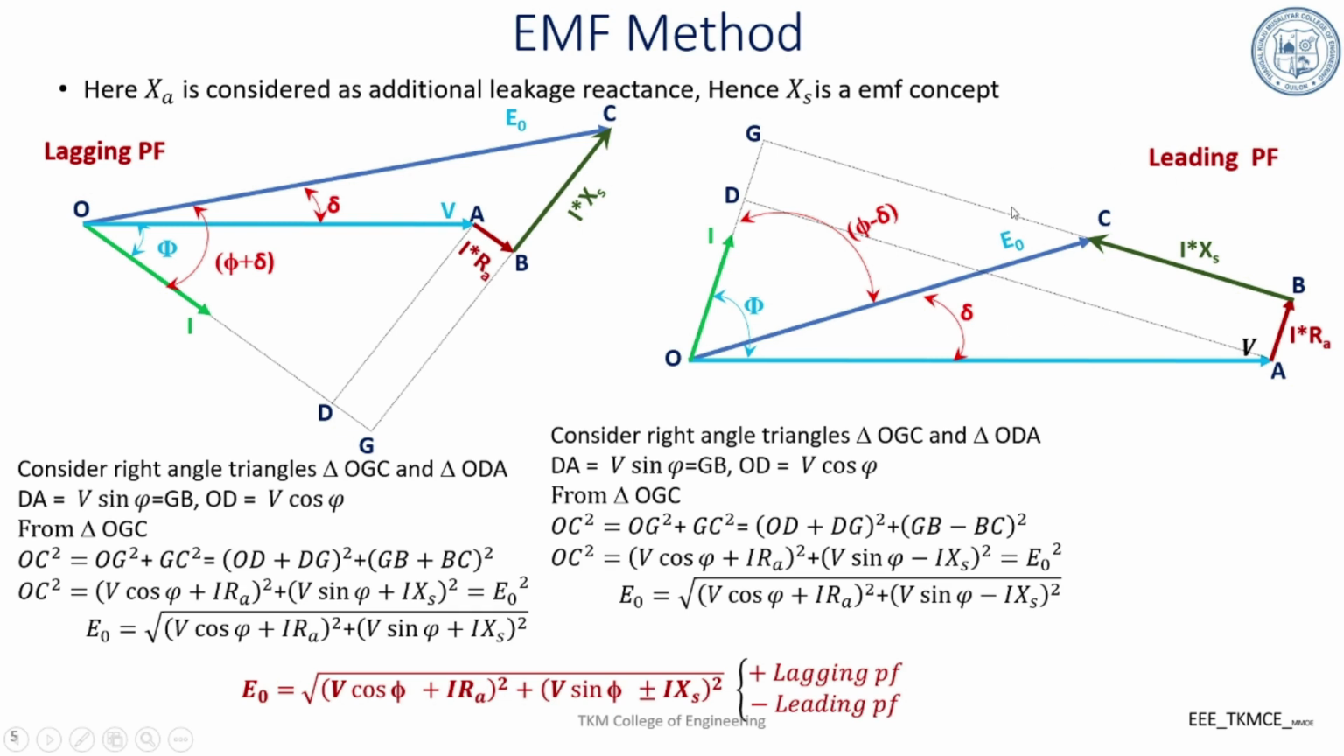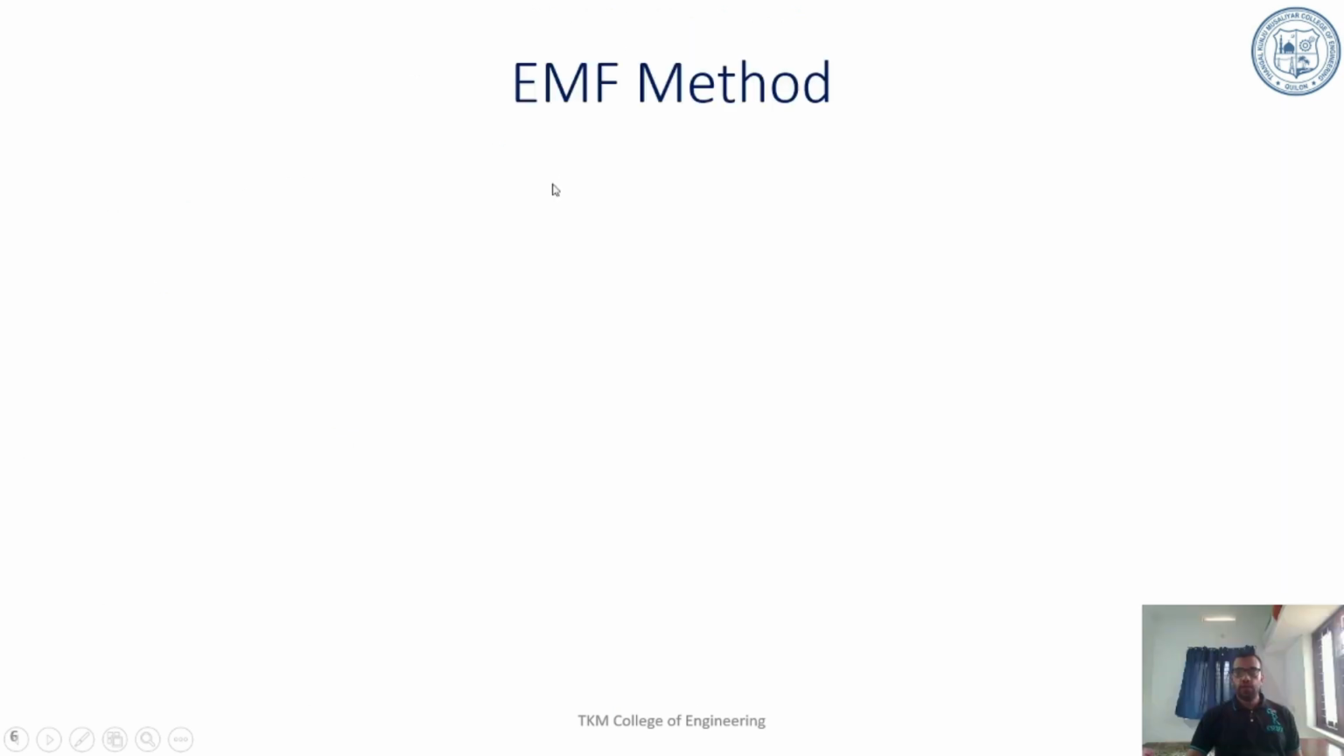Therefore, the machine is termed as under-excited condition. In order to calculate voltage regulation using EMF method, we need to conduct 3 tests on the given machine. First one is no load characteristics, then short circuit characteristics, then we need to measure armature resistance of the machine.